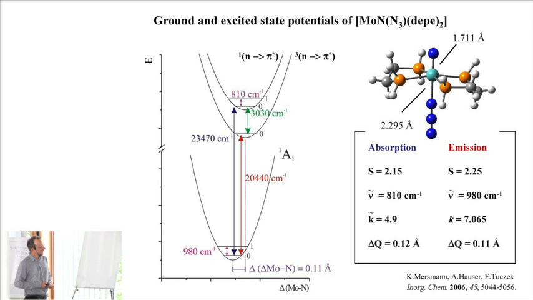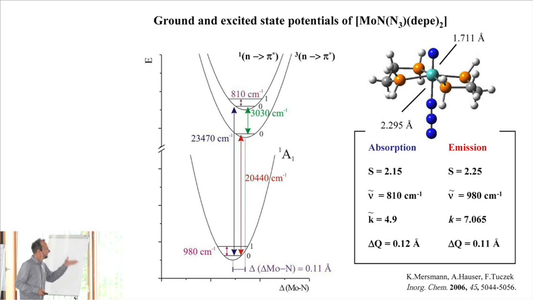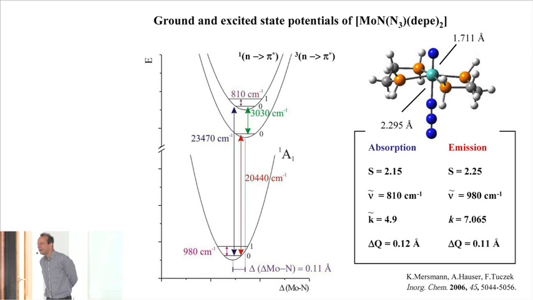We determine the stretching frequencies in the ground state, in the excited states. We could determine the force constant in the ground state, in the excited state. And from both experiments, we got the excited state displacement, 0.11 angstrom, which was the same. And we got the singlet-triplet splitting in the excited state, which was 3,040 wave numbers. So if you evaluate your optical absorption spectra carefully, you can derive a lot of information about your molecule, not only in the ground state, but also in the excited state. And this is the use of optical absorption spectroscopy.